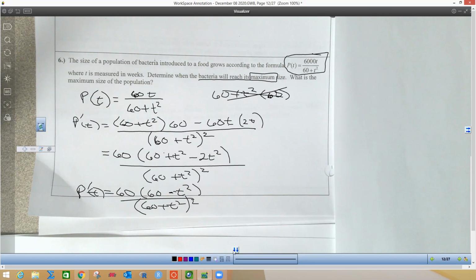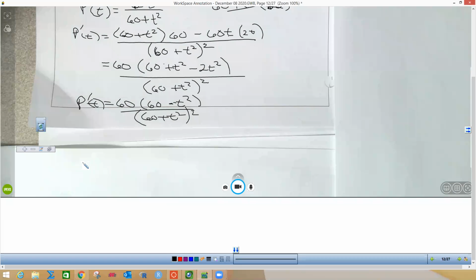So my next goal is to find where my critical numbers are. That's where p prime equals 0 or where p prime is undefined. Those are the places where critical numbers occur. Now, if I do this top part, I would only take the part inside the parentheses and set it equal to 0. And here's the reason. If you have this 60 out here with these parentheses, the first thing you do is divide each side by 60, which still gives you the inside equals 0.